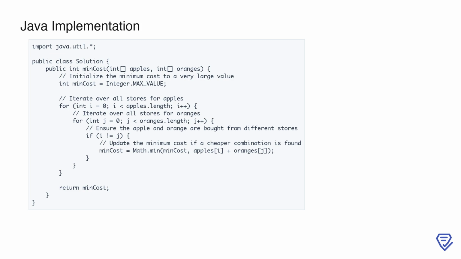Key differences include the use of Java's int type for arrays and the math.min method for calculating the minimum cost. This implementation maintains the same time complexity of O(n²), where n is the length of the input arrays.